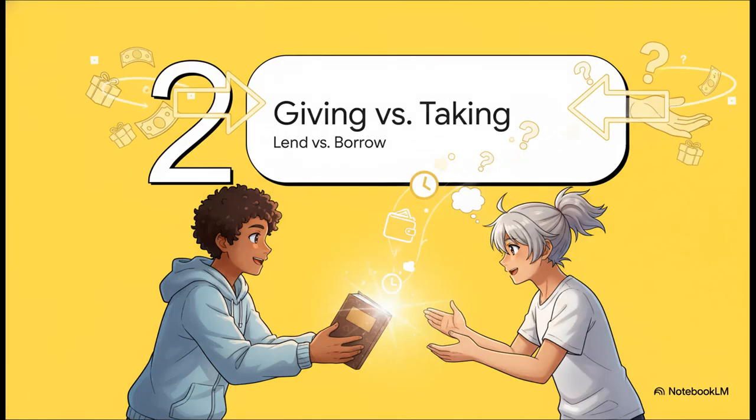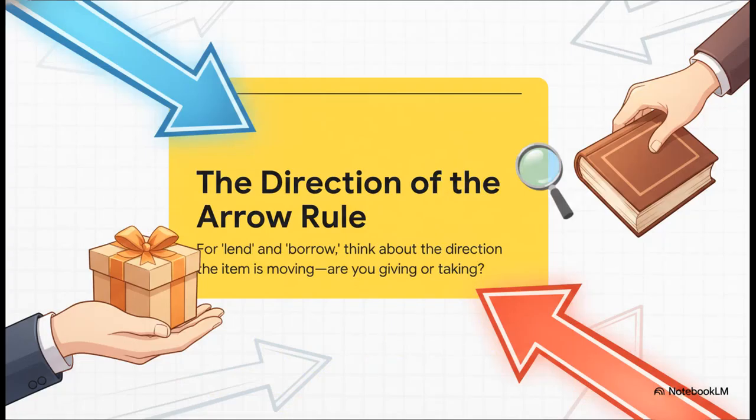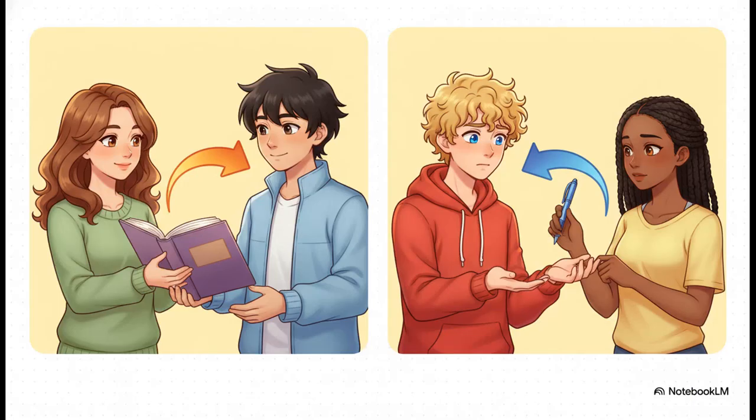All right, let's get into our second master rule. This one isn't about your location, it's about the direction of an exchange. We'll call it the giving versus taking rule, and it is going to clear up that lend and borrow confusion once and for all. I actually like to think of this one as the direction of the arrow rule. Whenever you use these words, just picture an arrow. Is the thing moving away from you, like you're giving it, or is it coming towards you, for you to use? So, here's the key takeaway. Lend is an act of giving, so that imaginary arrow is pointing away from you. Borrow is an act of taking, so the arrow points towards you.